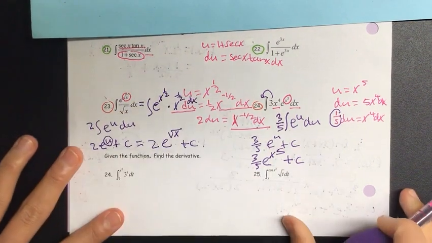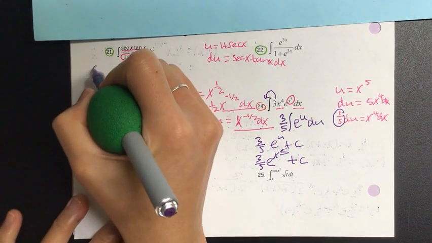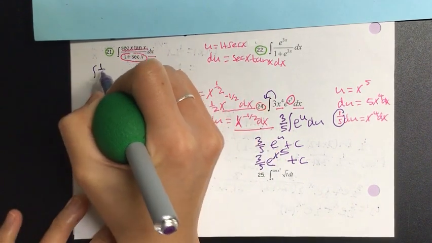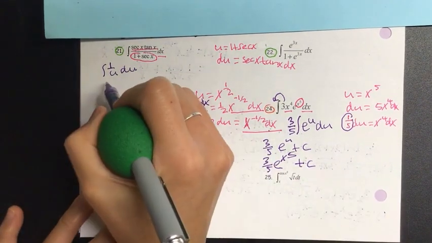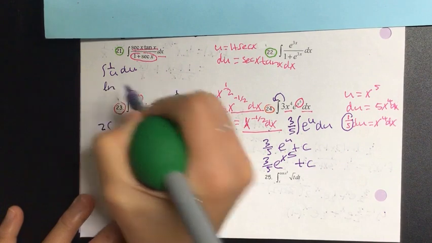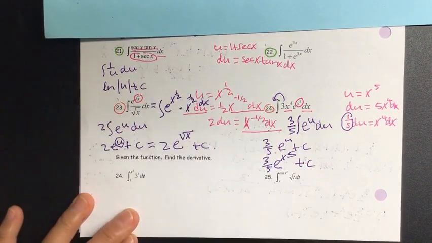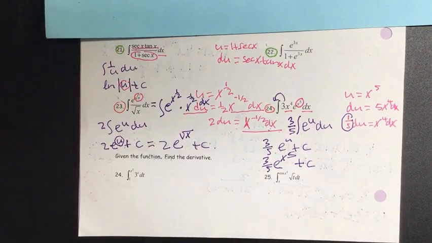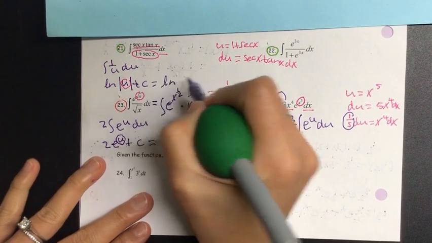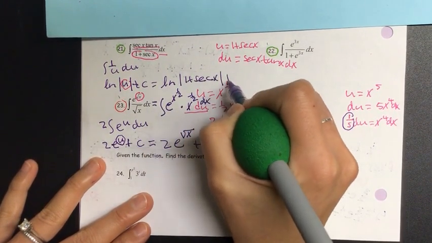So here we have, let's do our u substitution. 1 over u, du. And what was the integration of 1 over u? Natural log of the absolute value of u plus c. And then our last step, let's plug it back in. So we get a natural log of 1 plus secant of x plus c.